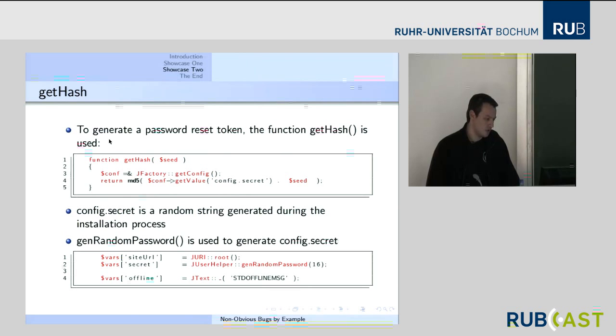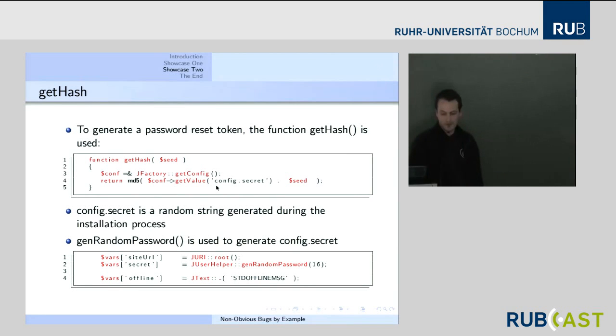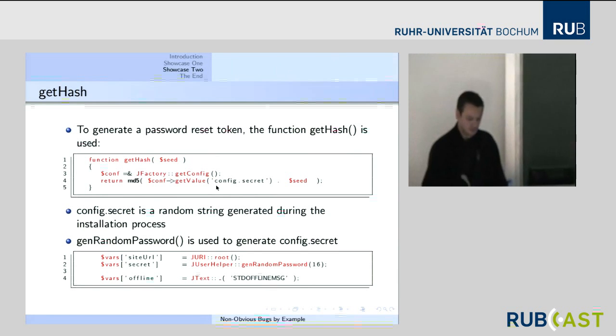To generate this password reset token, they use a function named getHash. And getHash uses a value, which we can see here, named config.secret. And this is kind of similar to what they have done in Typo3. They also use some secret installation-specific key to generate cryptographic secrets. So this is a scheme implemented quite often.